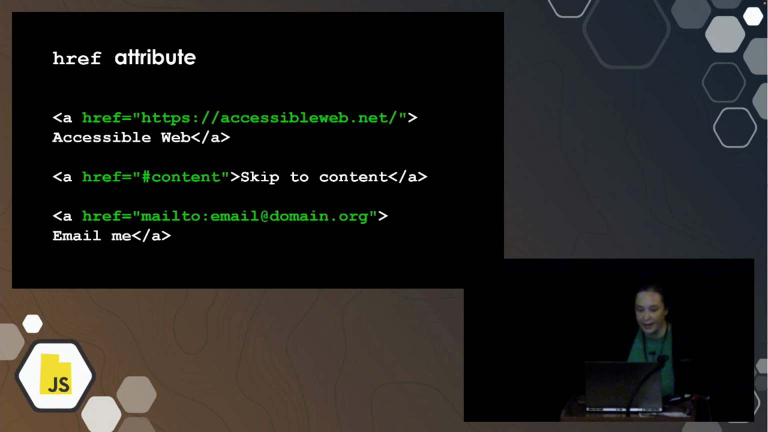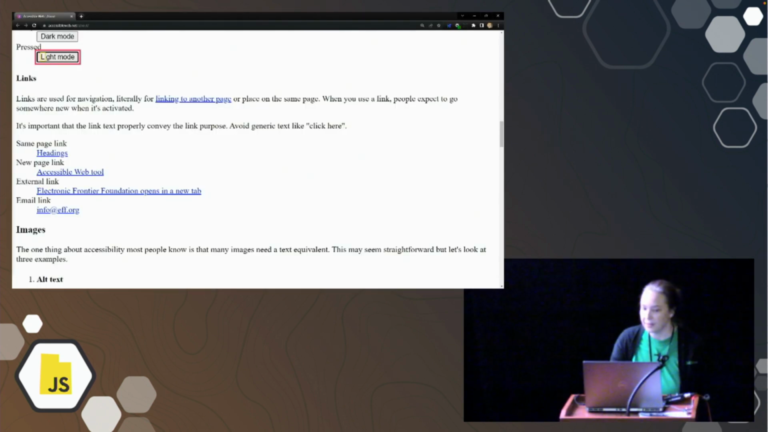Okay, and similarly with links, we have different kinds of links. We have a link that goes external to a website. We can have in-page links like a skip to content link, or we can have email links for email addresses. Let's listen to what those sound like with the screen reader.